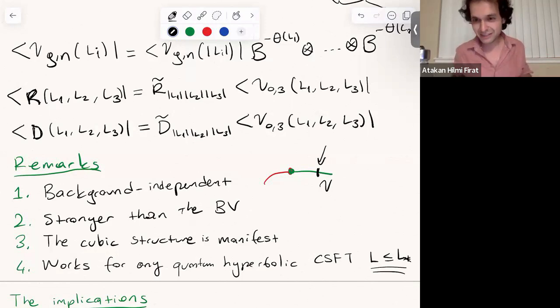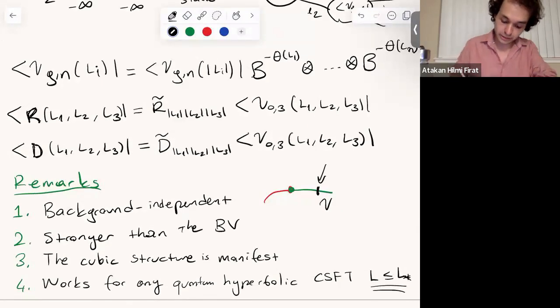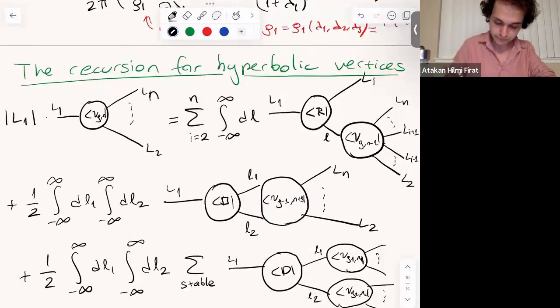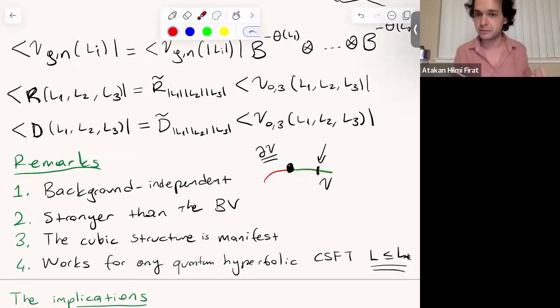Sorry, Atakan, I missed what you meant by stronger than BV. What did you draw there with the tick mark inside the V region? Yeah, BV is all about the boundary of the string vertices, the condition on this particular boundary of the chain. But when you write this recursion, you are actually solving the interior of the string vertices in terms of the lower ones, not just the boundary. So that's what I mean by stronger than BV.